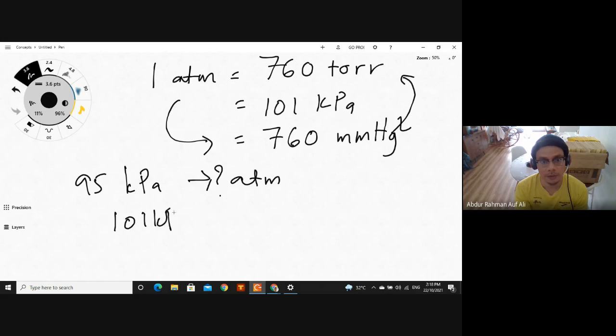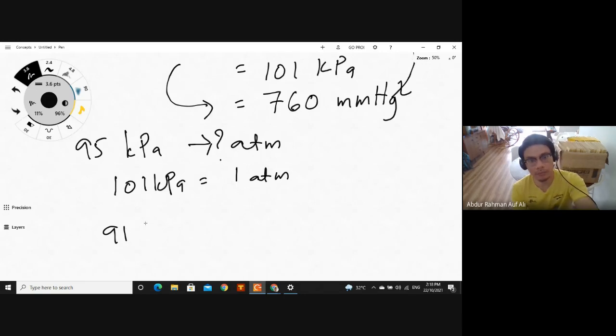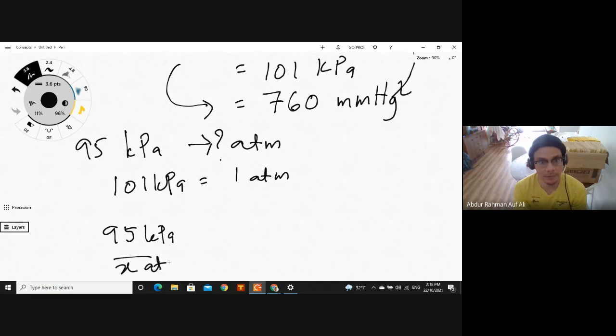So 101 kPa equals 1 ATM. And then you do cross multiplication. Okay, so you write 95 kPa divided by x ATM, that's what you want to find. And then you equate it with 101 kilopascal divided by 1 ATM.